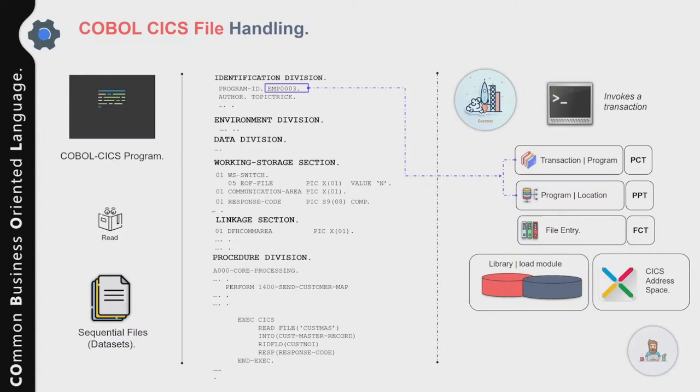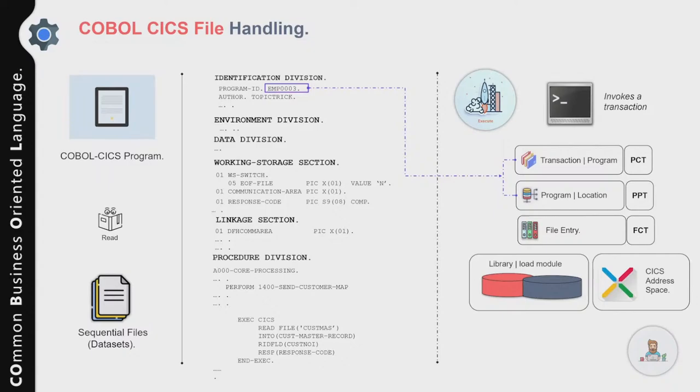The last table is the FCT, that is the File Control Table, and it is used to keep track of files which are available to your application program. Apart from that, you also have a couple of additional tables which are used to define various resources as per your requirement.